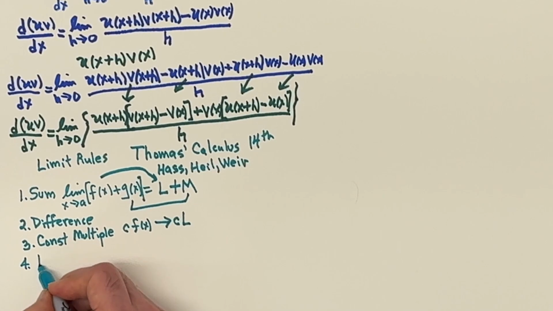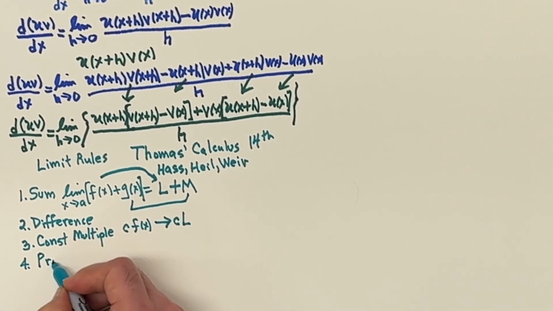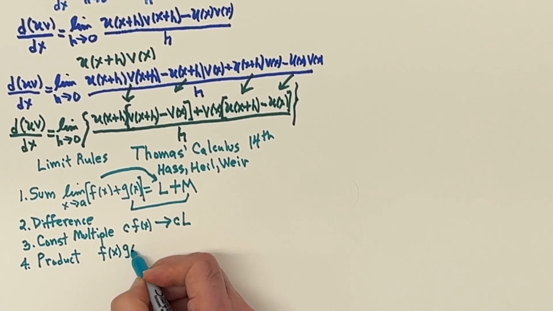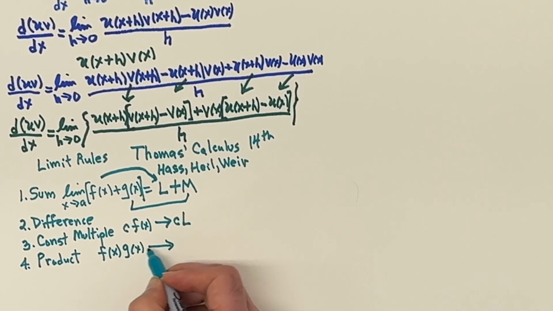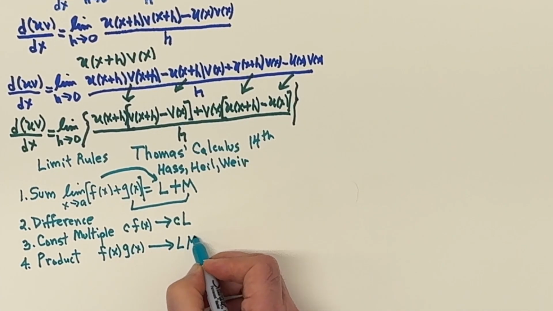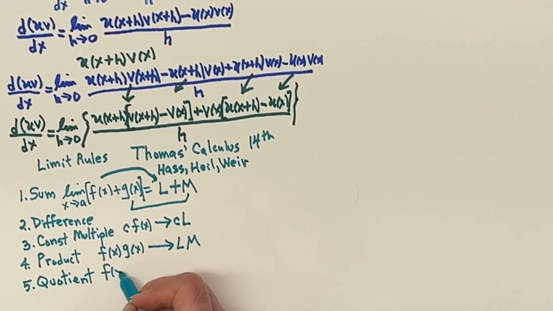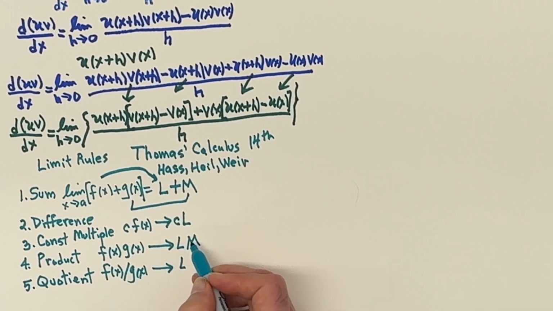And then here we have the product rule, that if you have, say, f of x times g of x and you want to take some limit there, all you have to do is take the limits individually and multiply them together. Then there's the quotient rule, if you have f of x over g of x and you're taking some limit, you would simply take the limits of the individual components and divide.